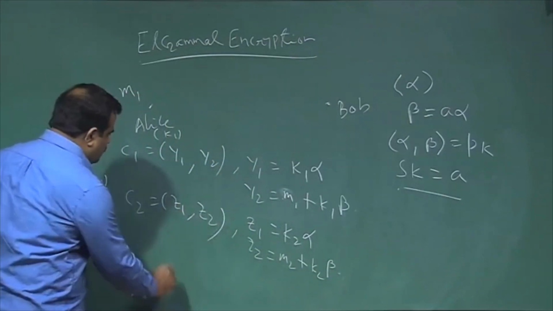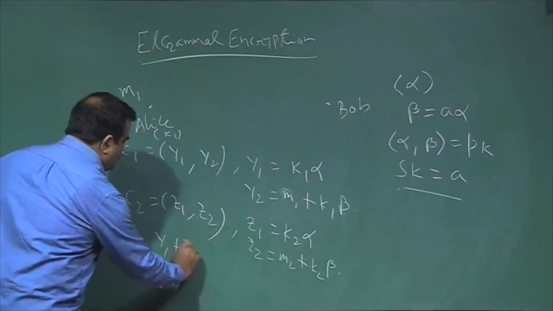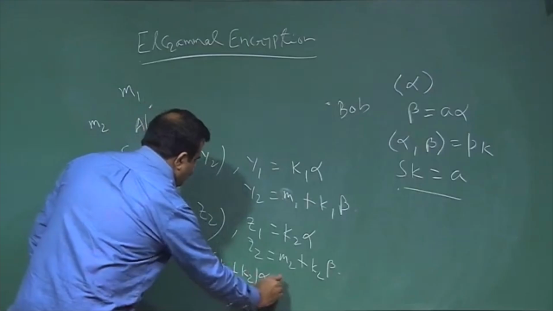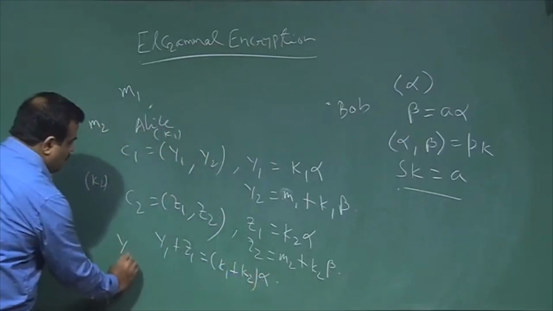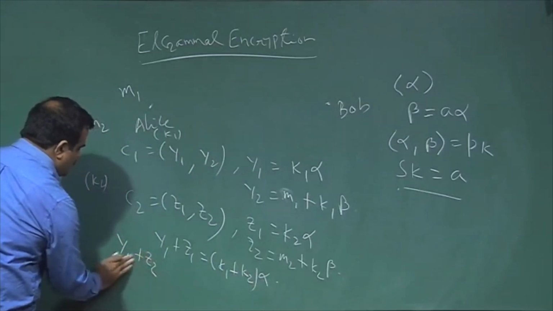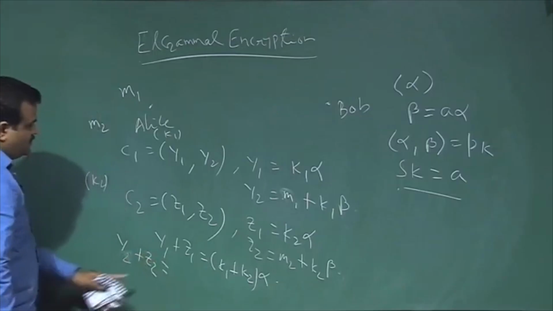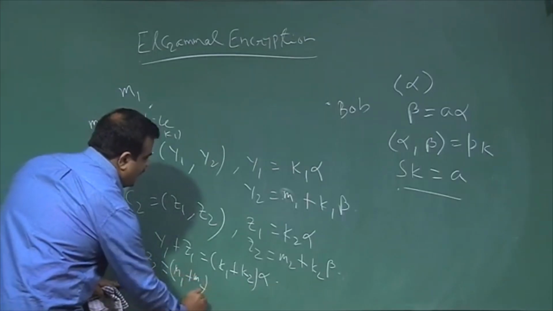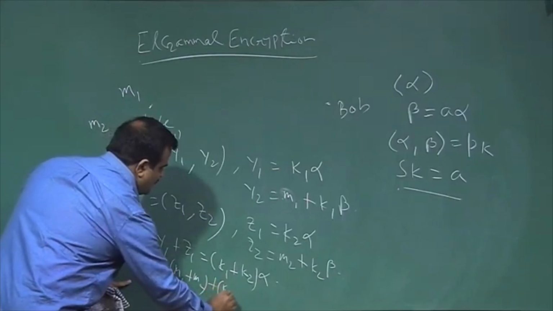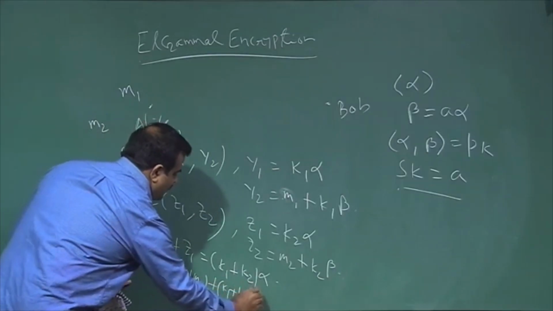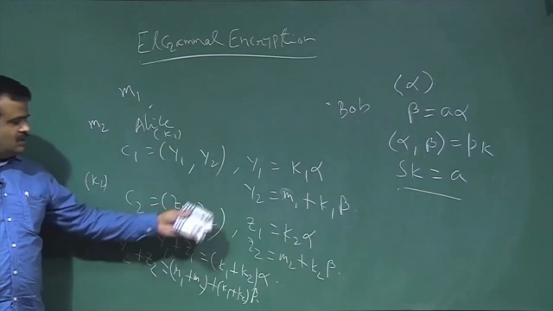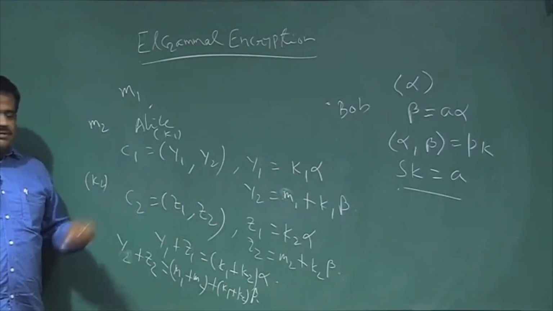If we add Y1 and Z1, this will give us (K1 plus K2) alpha, and Y2 plus Z2 is basically M1 plus M2 and then plus (K1 plus K2) beta. So, this is the eval operation that this cloud server can do.